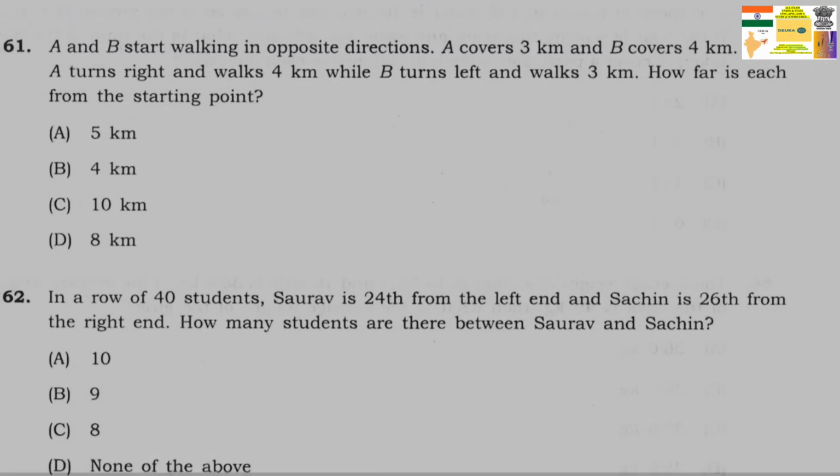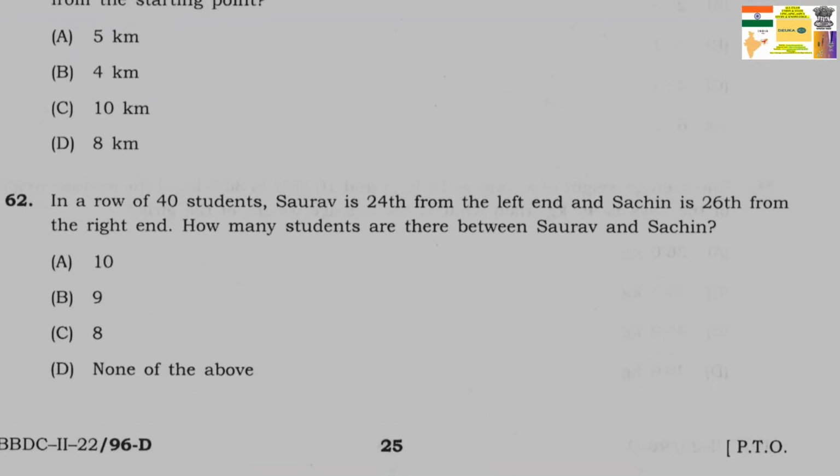Question number 62. In a row of 40 students, Saurabh is 24th from the left and Sachin is 26th from the right end. How many students are there between Saurabh and Sachin? Option A is 10, option B is 9, option C is 8, option D is none of the above. Answer is option B, that is 9.